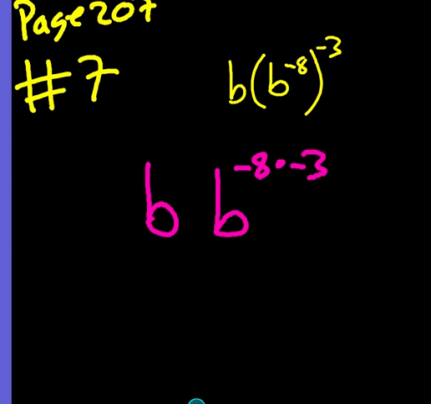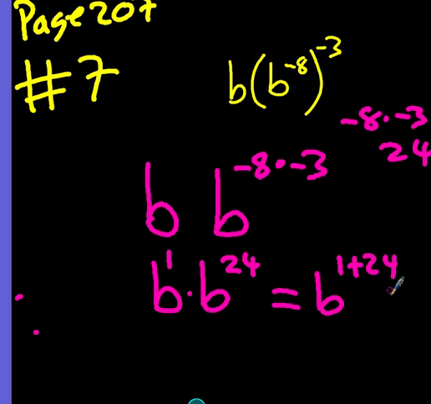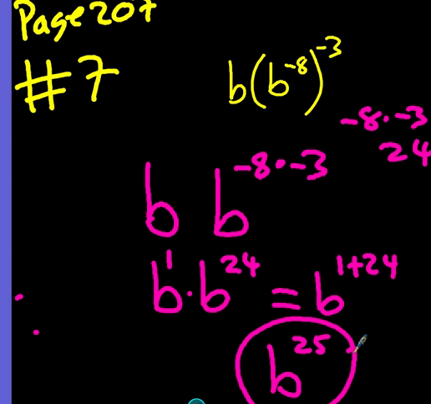So that then becomes b times b. Well, negative 8 times negative 3 is positive 24. Negative times a negative is positive 24. And this is really b to the first, right? If I don't have an exponent written, it's understood to be to the first. So that's b to the first times b to the 24th. And so that's b to the 1 plus 24, or b to the 25th power. So that's a little more complicated, right? Because you got that b on the outside. But just follow the steps, follow the rules, and you're going to get it right.